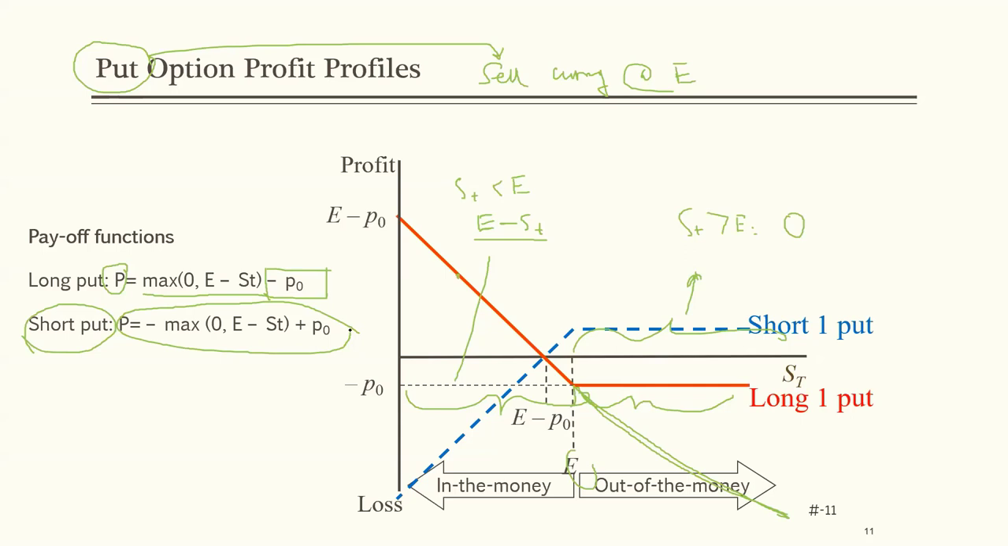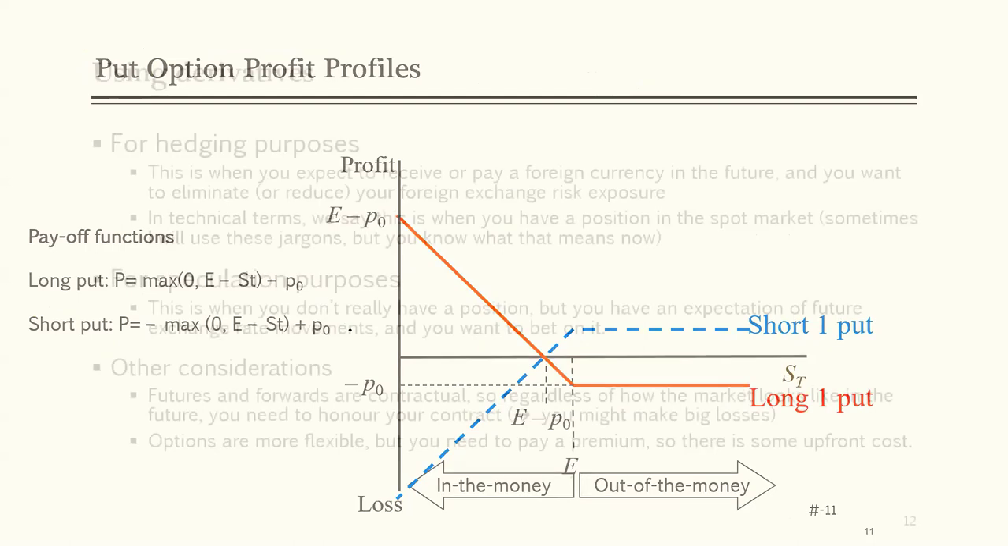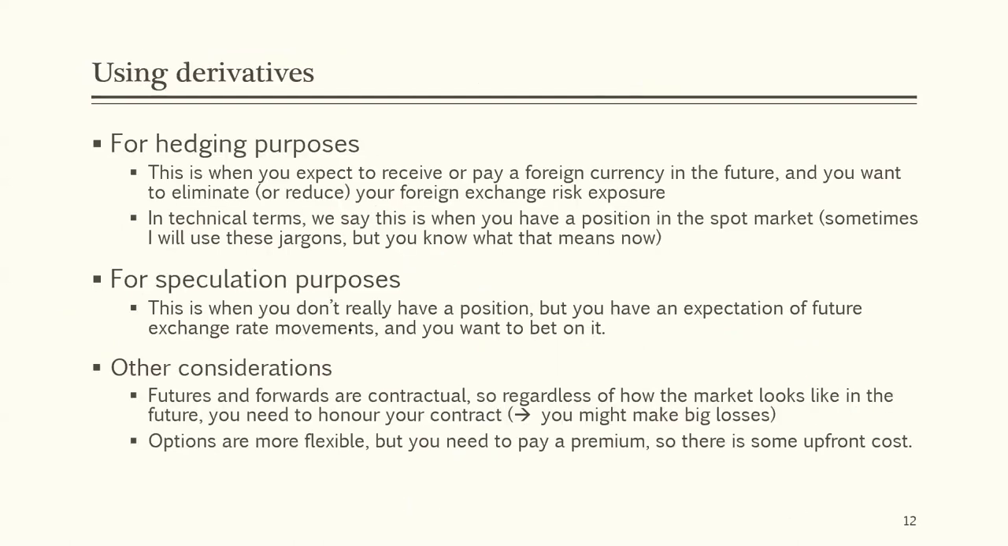So with the option contracts, we will revisit this concept later on when we talk about hedging different positions, okay? So in terms of using derivatives, people could use derivatives for hedging. And this is what your assignment is about, right? So you have a position in the spot market, which is the foreign currency market, and you enter into the forward market to hedge that position, okay?